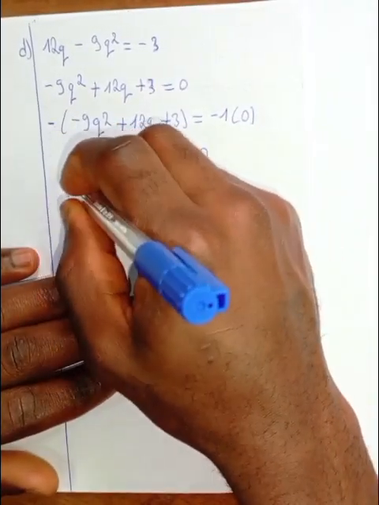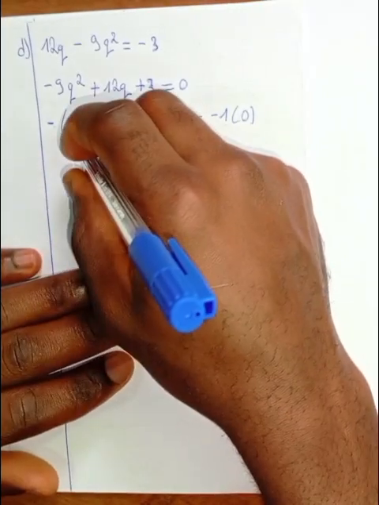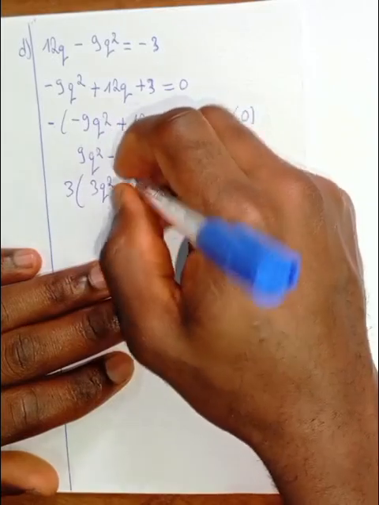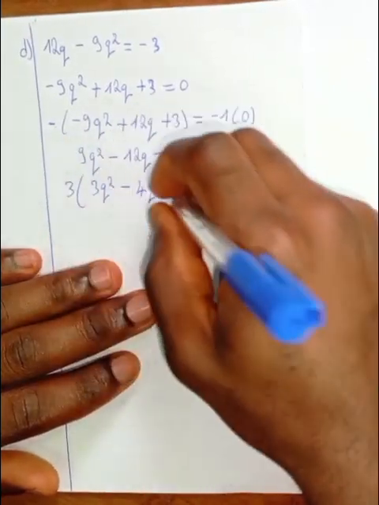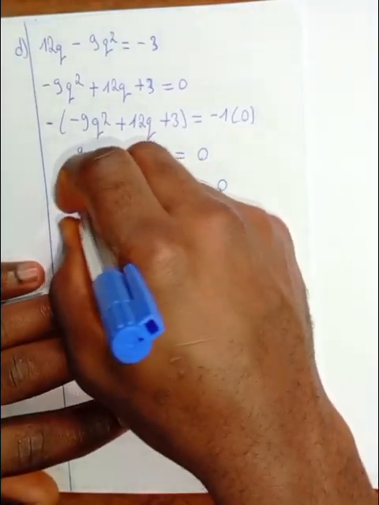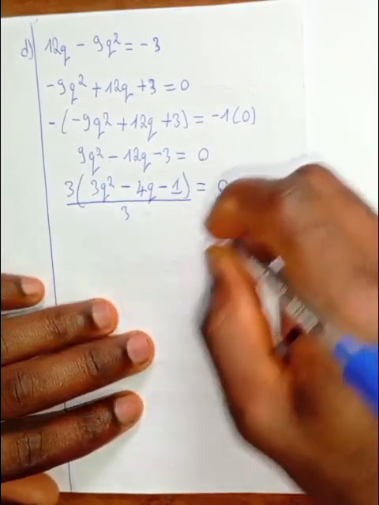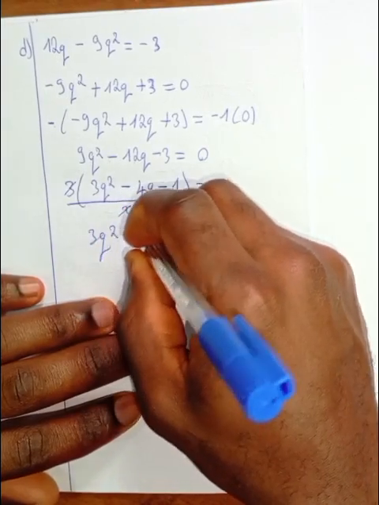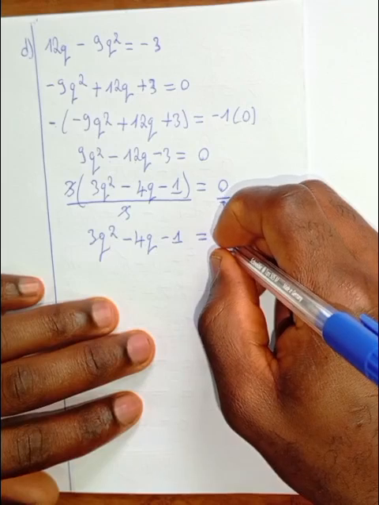We are going to factor out 3. 3 times 3 gives 9. We attach q squared. Minus 3 times 4 gives us 12. We attach q. Minus 3 times 1 gives us 3. This will be equal to 0. Next, we are going to divide both sides by 3. 3 will cancel 3 here. We'll be left with 3q squared minus 4q minus 1 equal to 0 divided by 3, which gives 0.